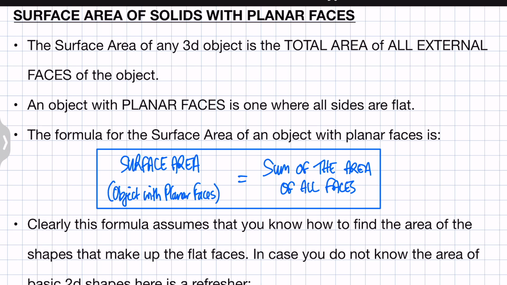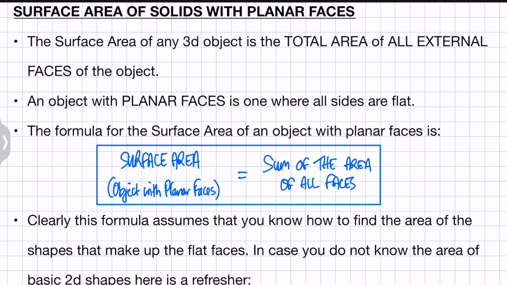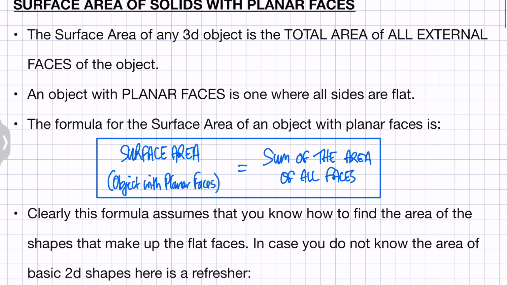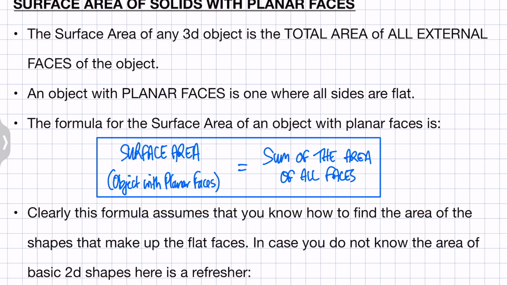Yeah, so it'll take a while for you to get used to my writing, but I always talk through it as well. So the surface area of any 3D object is the total area of all the external faces. So what are the external faces of this Nike box? This is made up of a bunch of rectangles. Well done. You'd have to find the area of 6 rectangles on that.